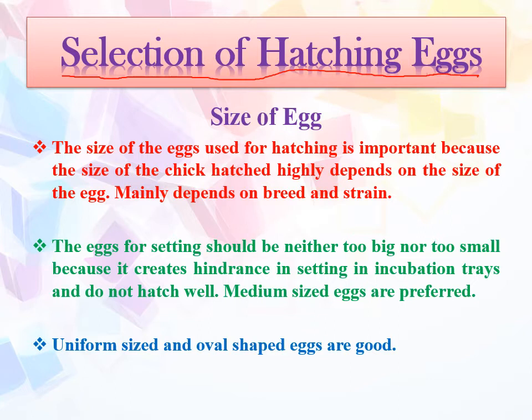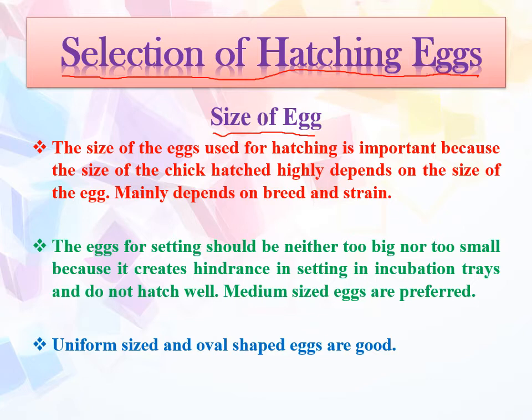The first most important point is the size of the egg. The size of egg used for hatching is important because the size of the chick hatched highly depends on the size of the egg. It means if the eggs are too large, then the chick born will also be too large. And if the eggs are very small, the chicks also will be very small.